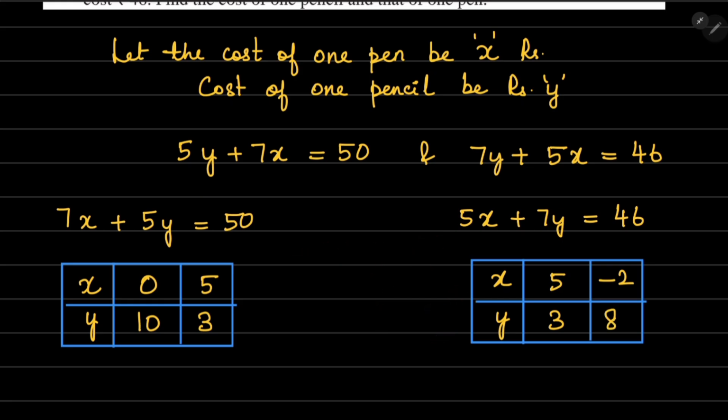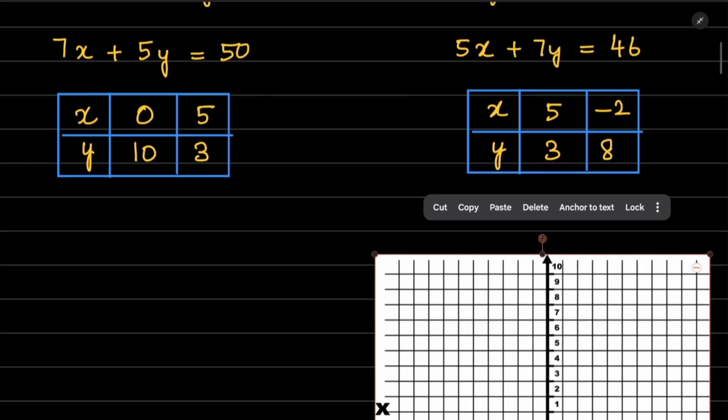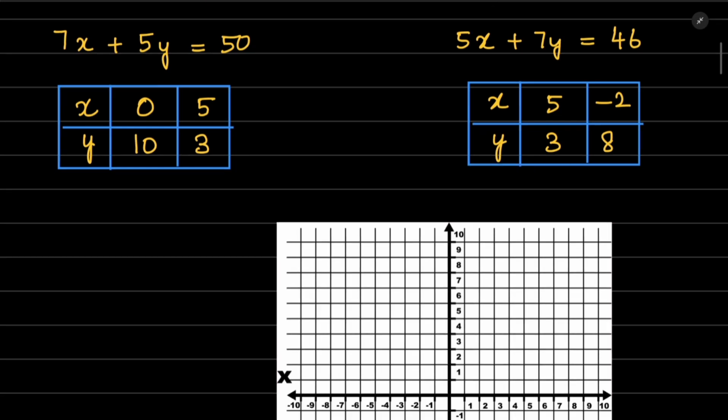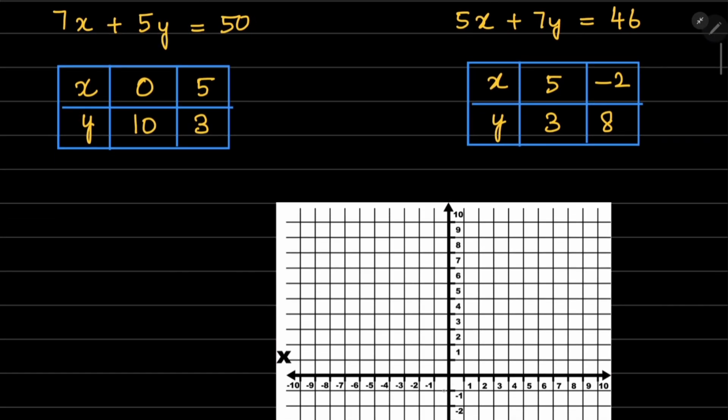Again, let's go ahead and draw the straight line graphs which can represent these equations. First let me again change the color. So the first point is 0 comma 10. Okay, so this is the point 0 comma 10. And the second one is 5 comma 3. So here you have your 5 comma 3.